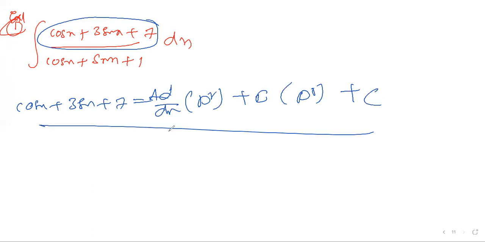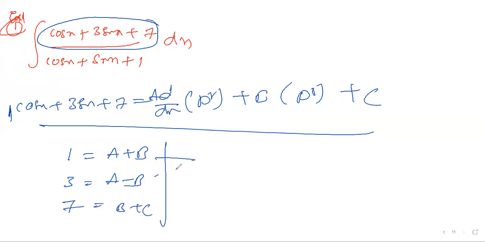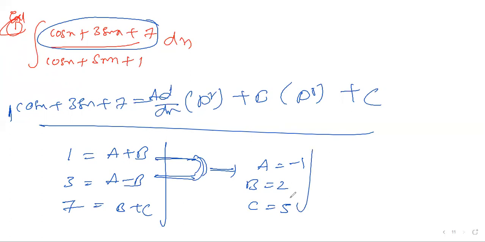Okay, just compare both sides. The cos x coefficient is 1, so the relation 1 is equal to a plus b will come. Please take short notes. And one more relation is 3 is equal to a minus b. If you go for the constants, 7 is equal to b plus c. These are very simple relations. If you solve them, I got the answers: a is equal to minus 1, b is equal to 2, c is equal to 5. After these values of a, b, c, you can start working directly on the problem.